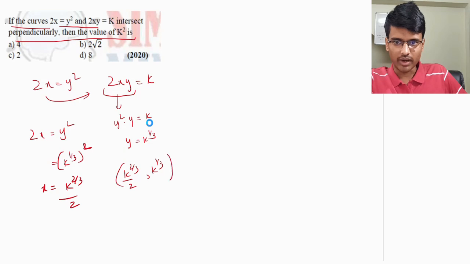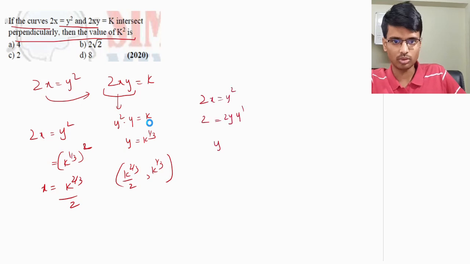I need to find out, and they are telling us that they intersect perpendicularly. So that means the product of their slopes is minus 1, that is, 90 degrees. So 2x equal to y square gives 2 equals 2y y dash. So my y dash is 1 by y. Let me call this y1 dash. So for my second equation, 2xy equal to k, I am applying the product rule here. X y dash plus y equal to 0.